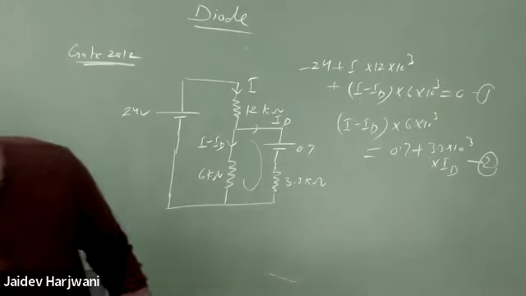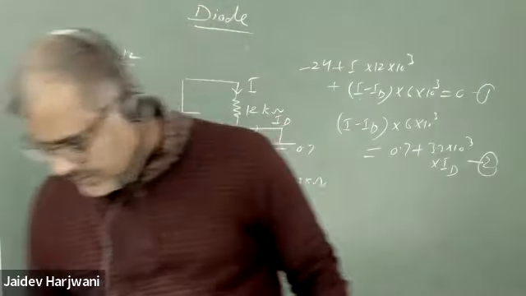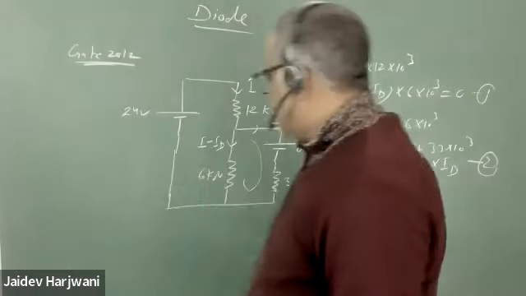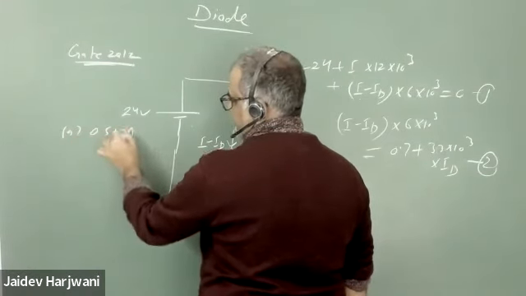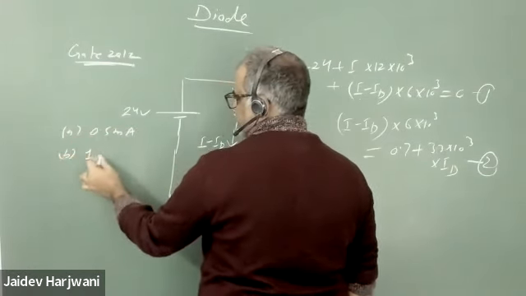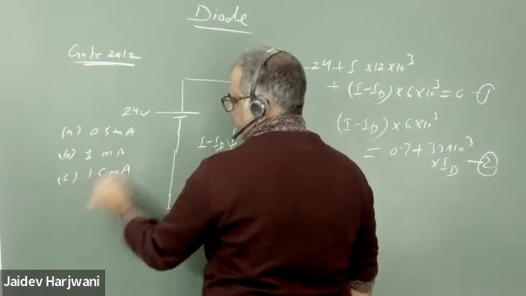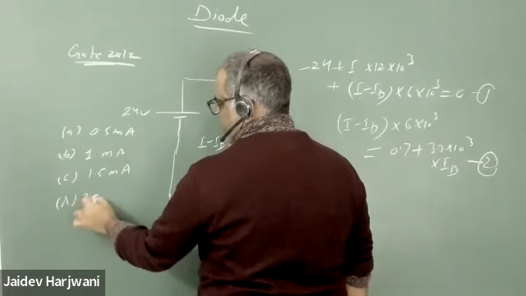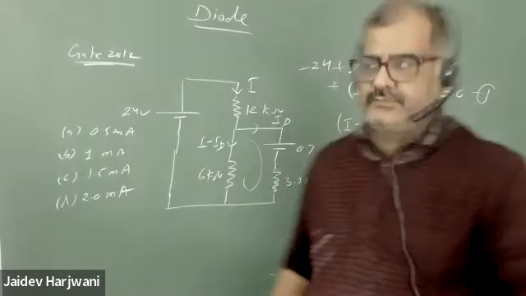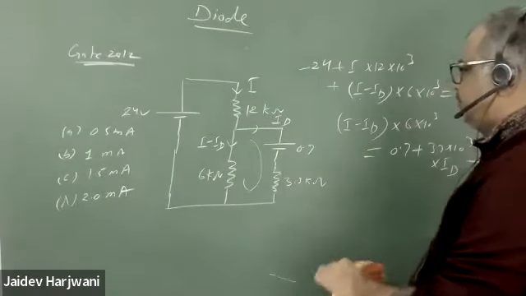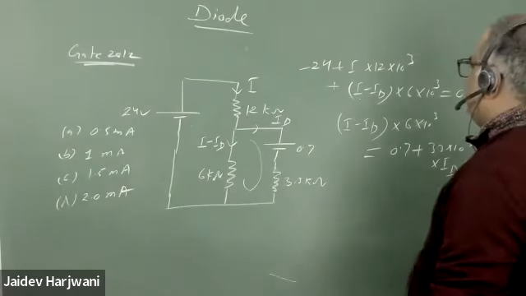I'm writing the options. Options are A, 0.5 milliampere; B, 1 milliampere; C, 1.5 milliampere; and D is 2.0 milliampere. Can you solve?